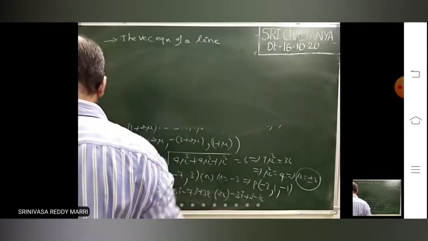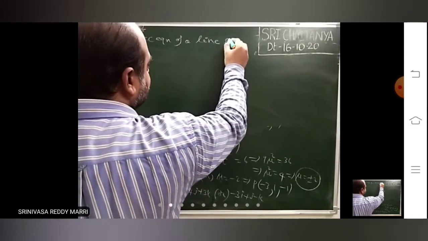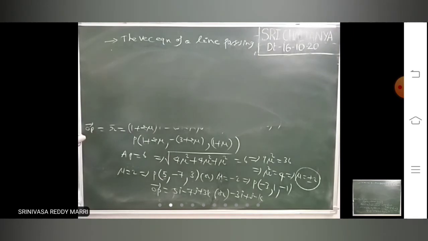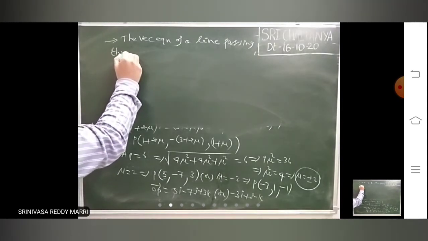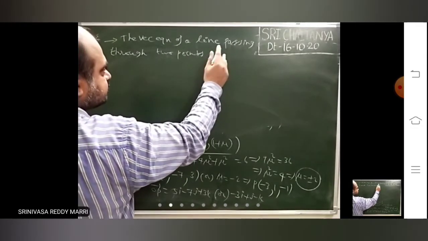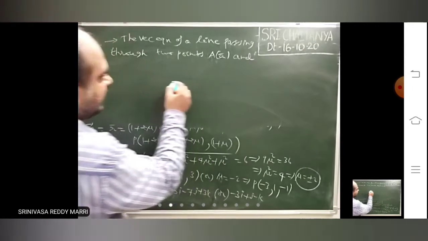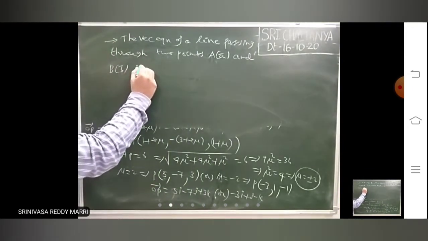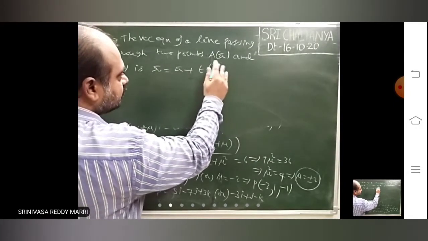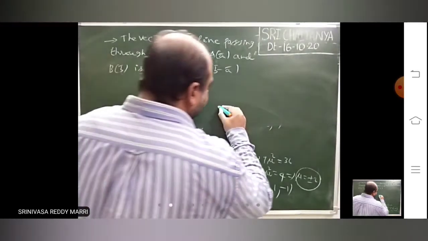The vector equation of a line passing through two points whose position vectors are A bar and B bar is R bar equals A bar plus t into (B bar minus A bar). This is the vector equation of the line. Now, two points.